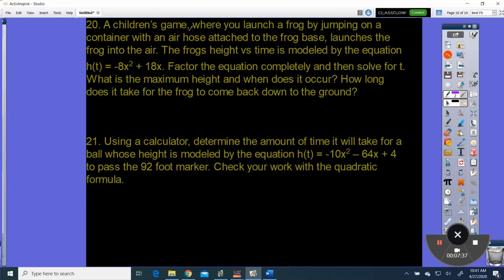Number 20, a children's game where you launch a frog by jumping on a container with an air hose attached to the frog base, launches the frog into the air. The frog's height versus time is modeled by this equation. Factor the equation completely and then solve for t. Okay, let's do that first. So -8, oh, that's supposed to be a t on both of those.